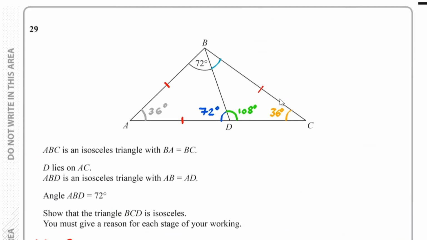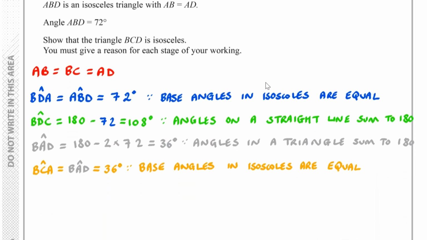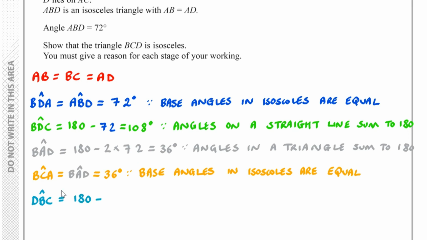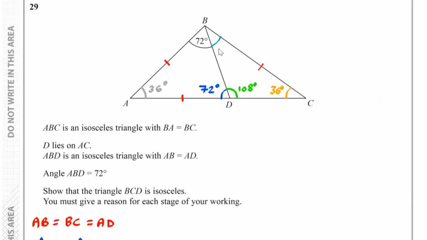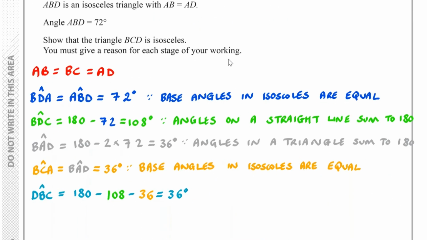Well, that angle DBC is equal to 180, subtract this 108, subtract the 36. So this angle is also 36 degrees. And that's because angles in a triangle sum to 180.